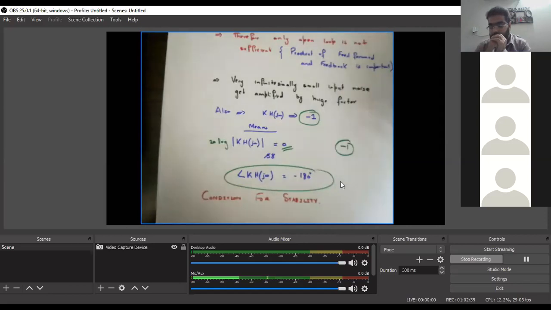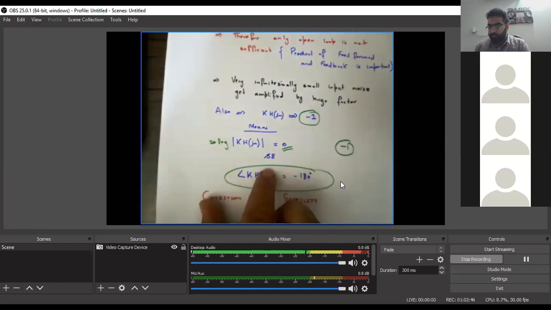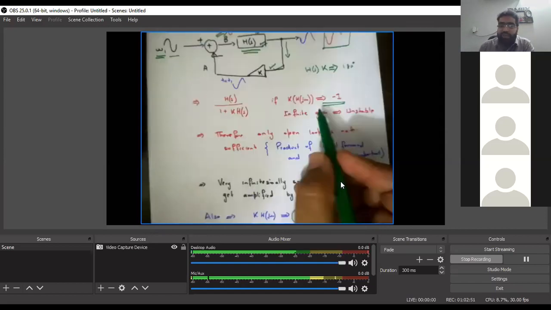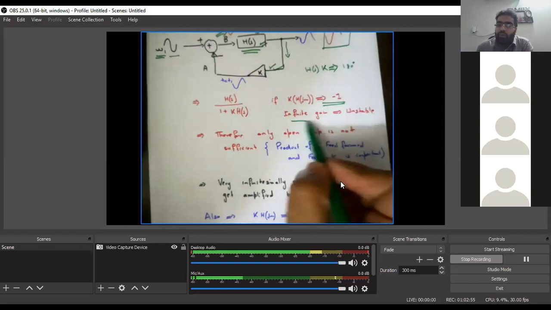Sir, could you repeat what you told regarding infinite gain representing instability? And then explain the part from where you reached the -180 point. So from this point, right? -1 is okay for everyone? Yes.